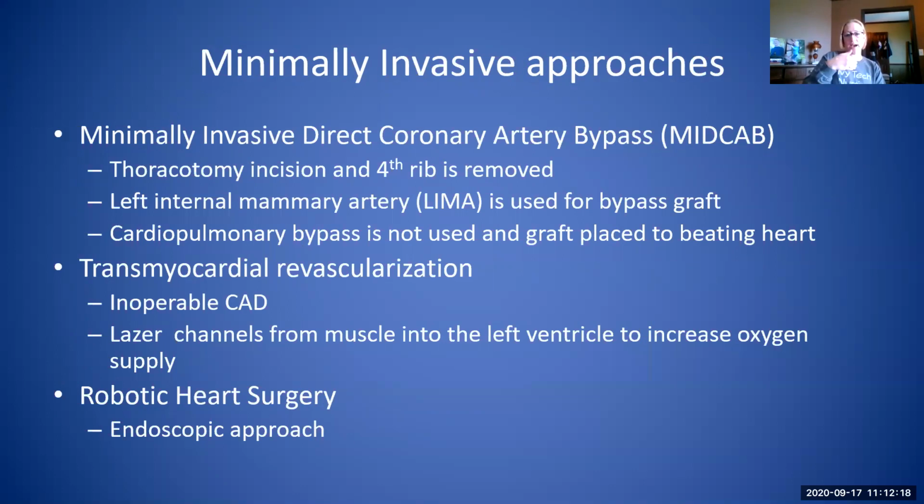So they use that artery to be used for the bypass, for the artery that's going to bypass the occluded area. Cardiopulmonary bypass is not used, and the graft then is placed directly to the beating heart. So they don't have to be put on the cardiopulmonary bypass machine. So that is one option.